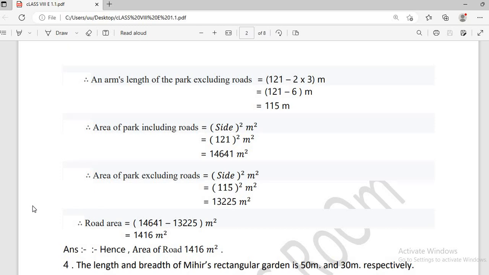13,225 meter square. The road area is including road minus excluding road.